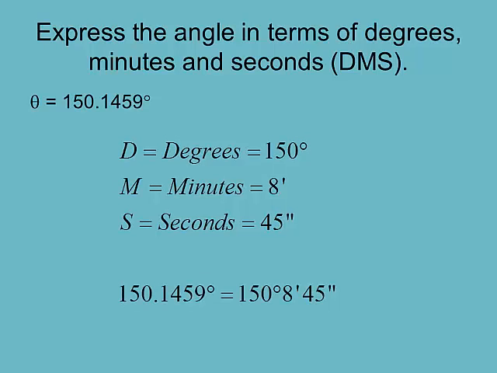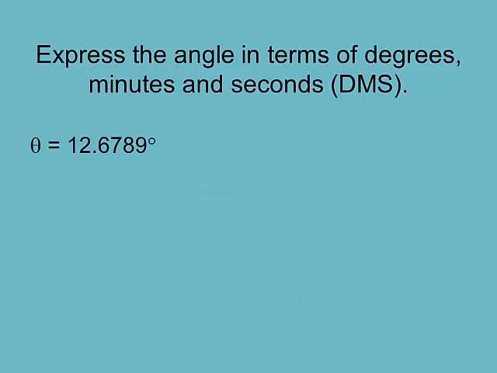So our final answer is 150 degrees, 8 minutes, and 45 seconds is roughly equivalent to 150.1459 degrees. So we went from degrees decimals to degrees, minutes, and seconds. So let's do another one.